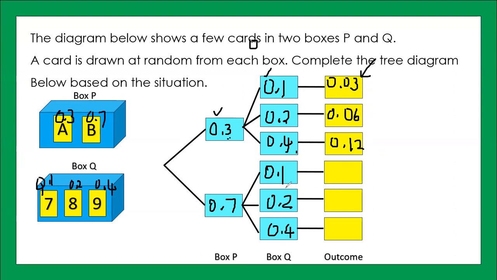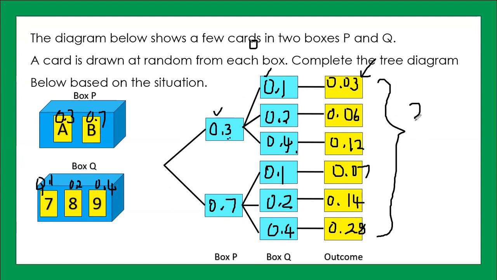Yes. Again, now please do this. 0.7 times 0.1, how much is it? 0.07. What about 0.7 times 0.2? 0.14. Am I right? Please do the calculation. How about 0.7 times 0.4? 0.28. I got down all this probability, right? Now take that calculator and total up all this. What do you get?